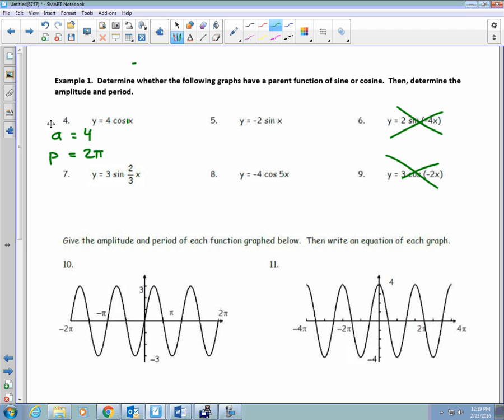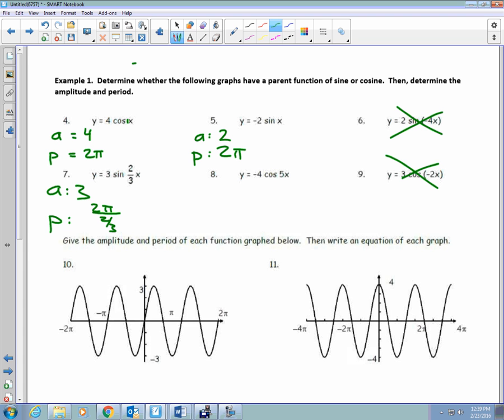Okay, 5, what's the amplitude there? 2, it's always positive. I will take points off on the test if you write negative. The period, still 2 pi. 3, or number 7, what's the amplitude? 3. The period, I take 2 pi and divide it by 2/3.